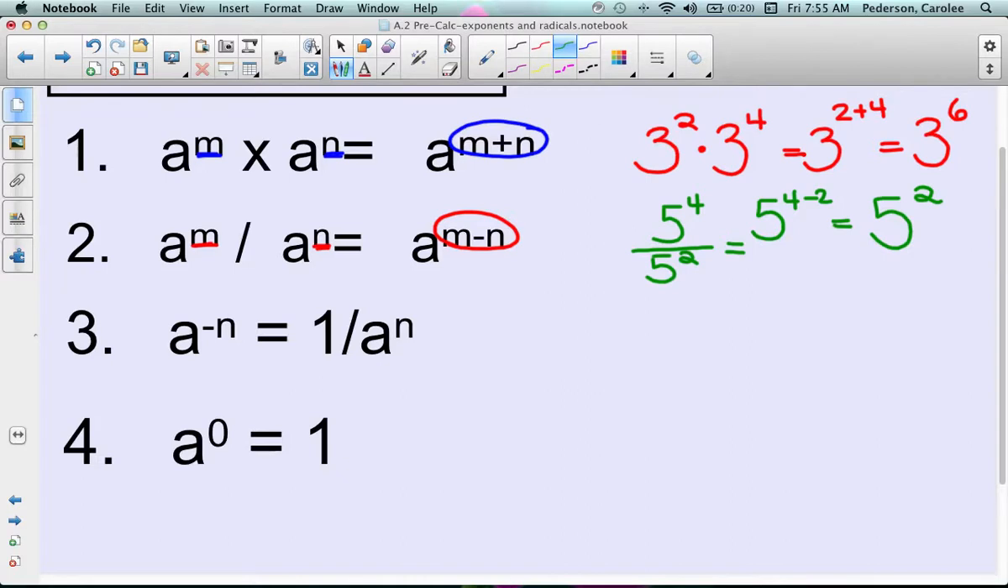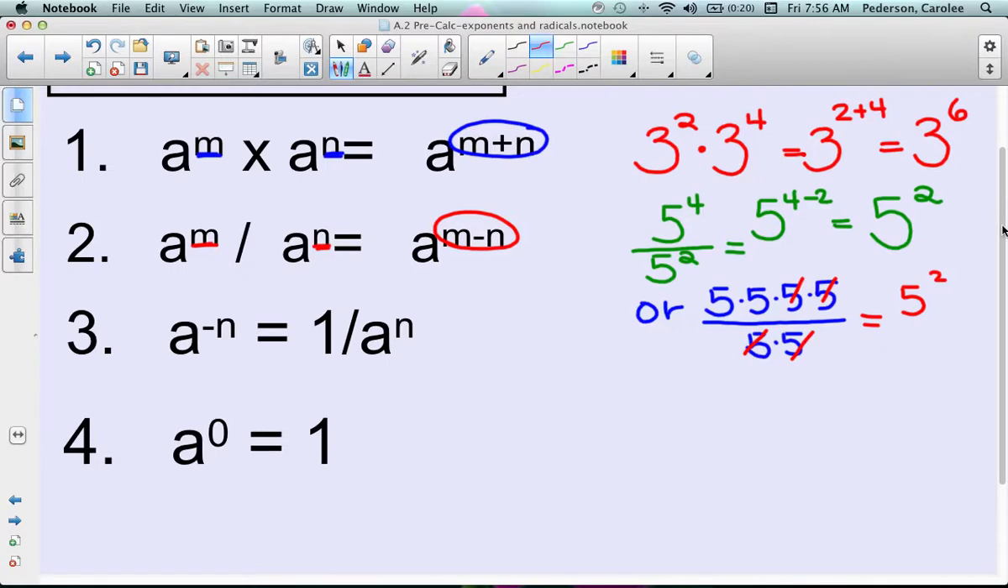If you like to see it this way, 5 times 5 times 5 times 5, that's the numerator, and then in the denominator there's two of them, 5 and 5. And what happens is the 5's in these two pieces cancel out, and then we're left with 5 squared.